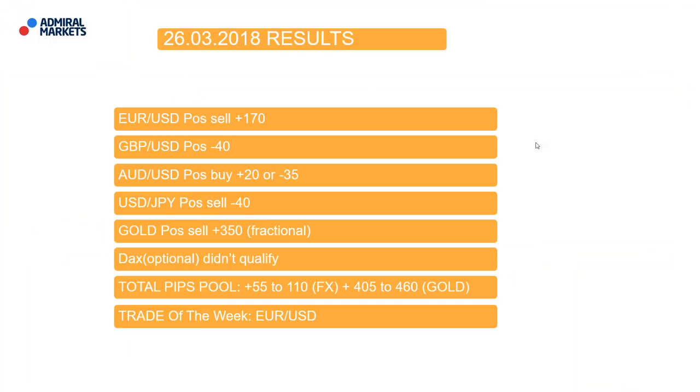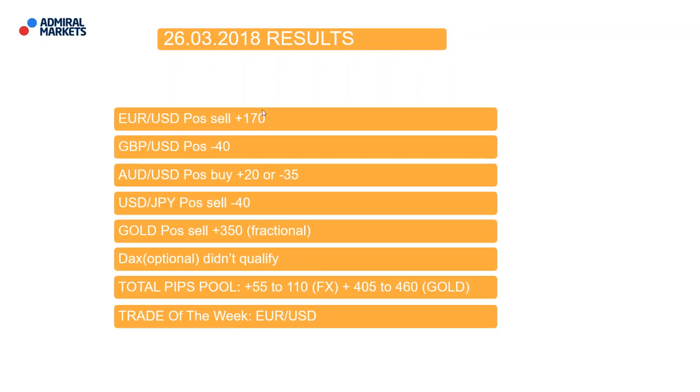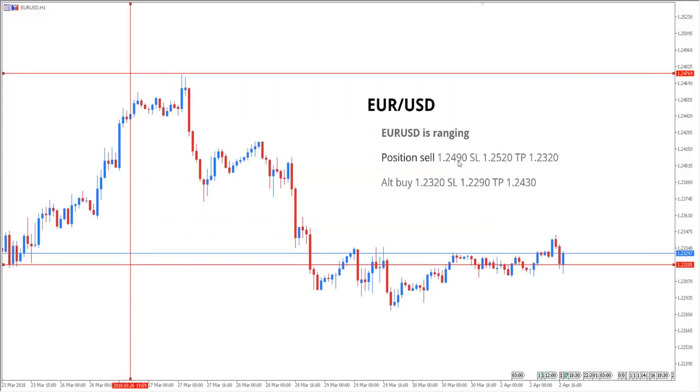What does it mean, in the zone? Always follow what I say. Forex zone is within 15 pips. So 15 pips means 24.75, 25.05, 15 pips to both sides. So this was in the zone, okay, and the price dropped.